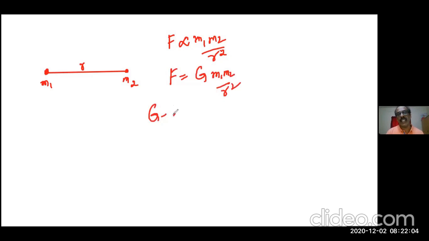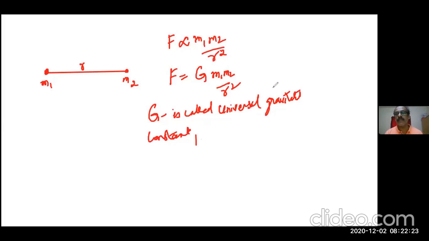Here capital G is called the universal gravitational constant. And the value of G is estimated as 6.67 into 10 to the power minus 11.